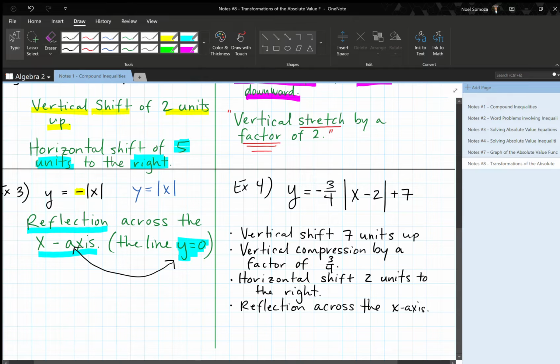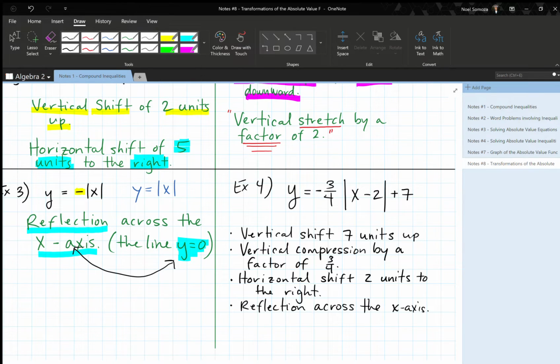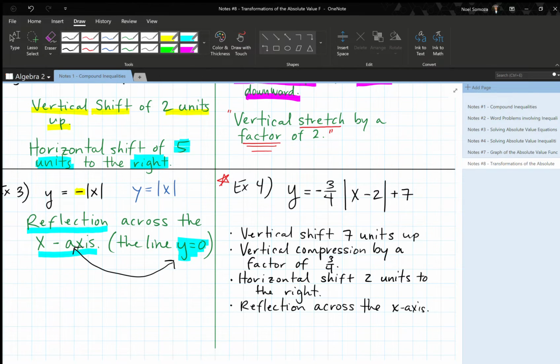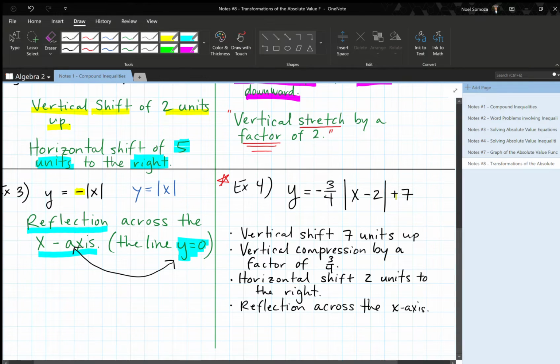This one's a tough one, okay? There's 4 different things going on here, okay? I might put a star next to this because you might expect to see one like this. So let's highlight the ones that are pretty easy, okay? A vertical shift of 7 units up, okay? I have a plus 7 on the outside. That's the vertical shift 7 units up, okay?